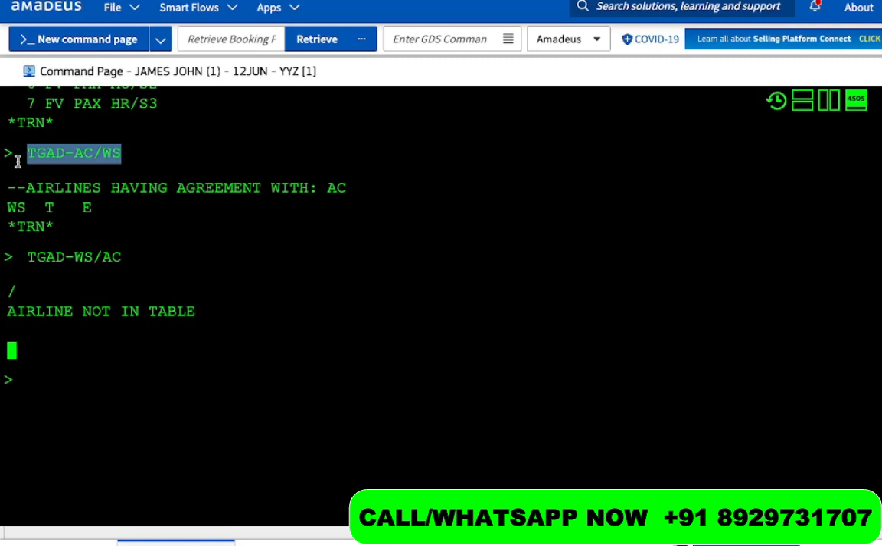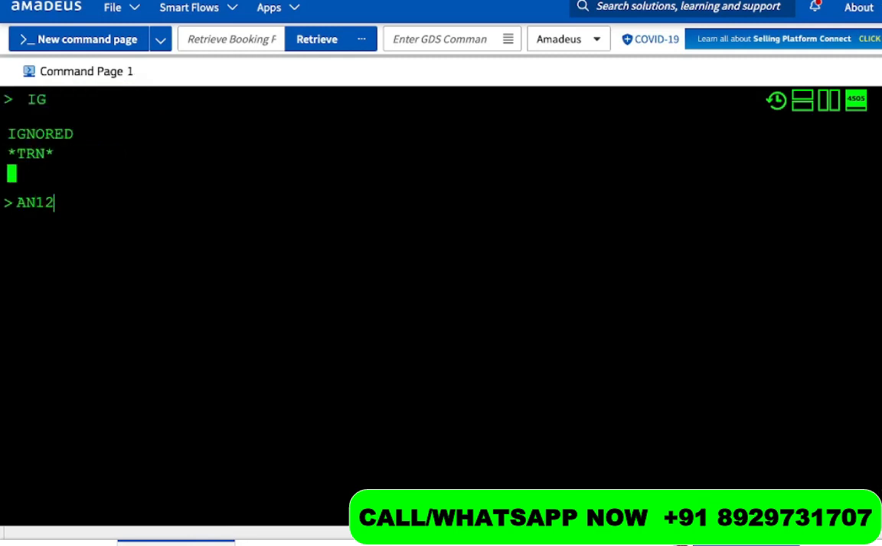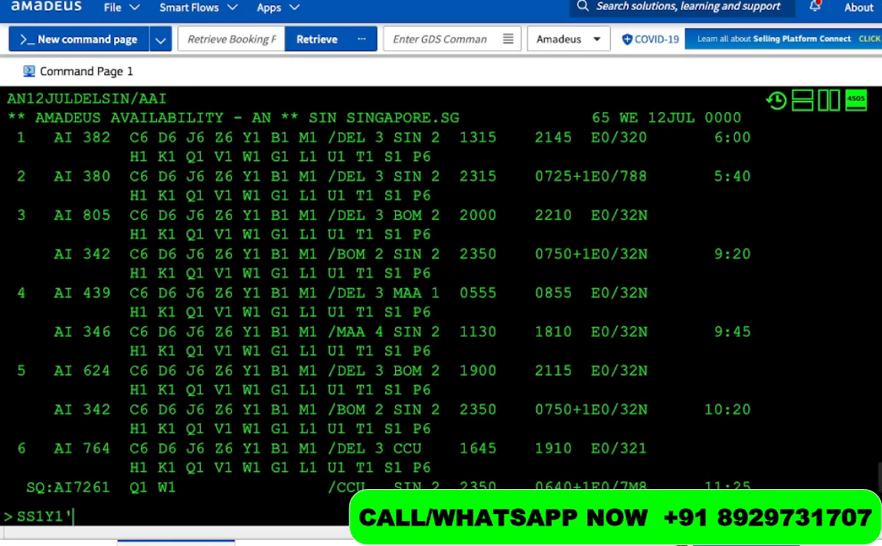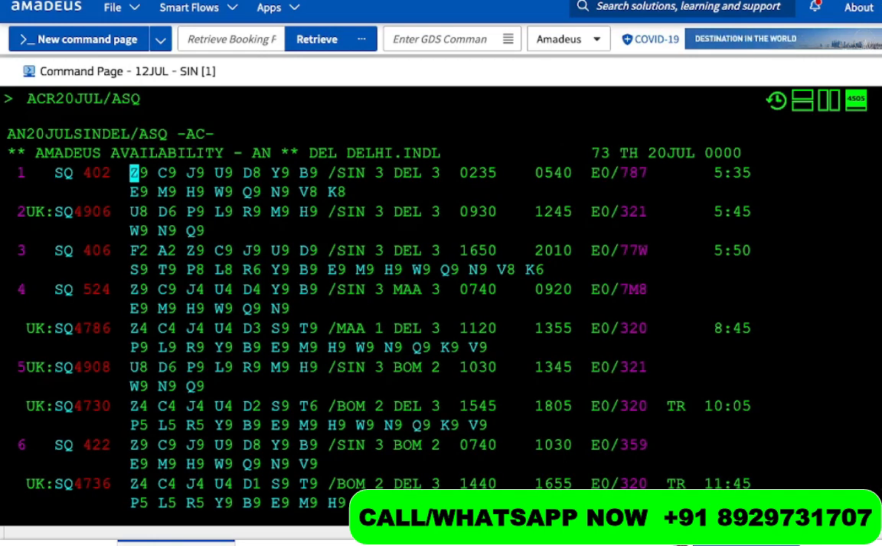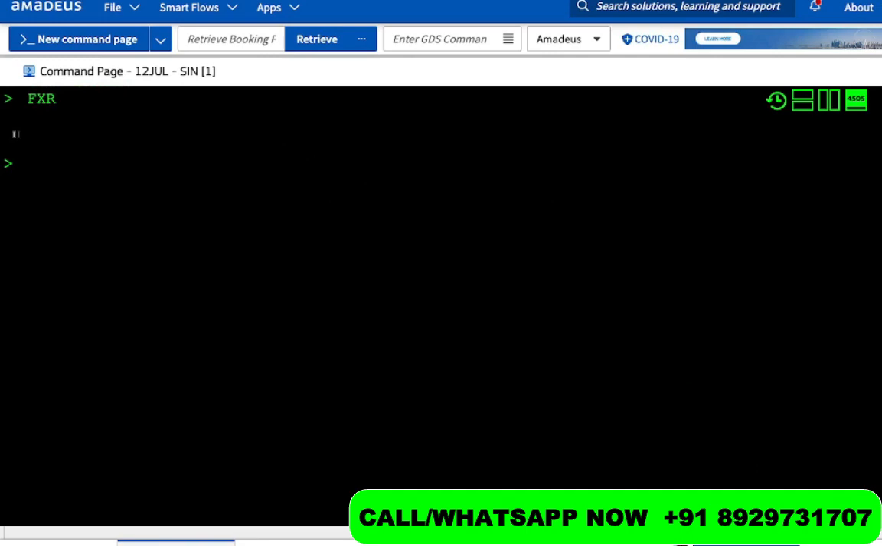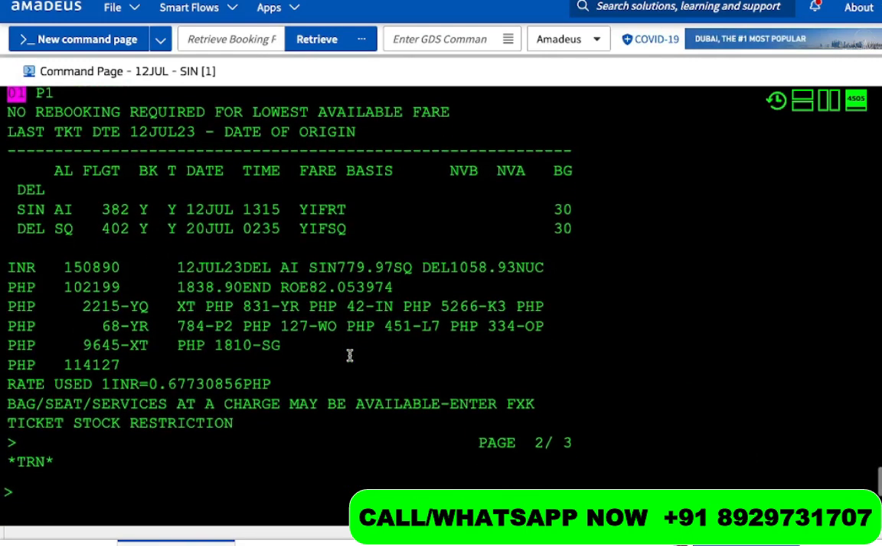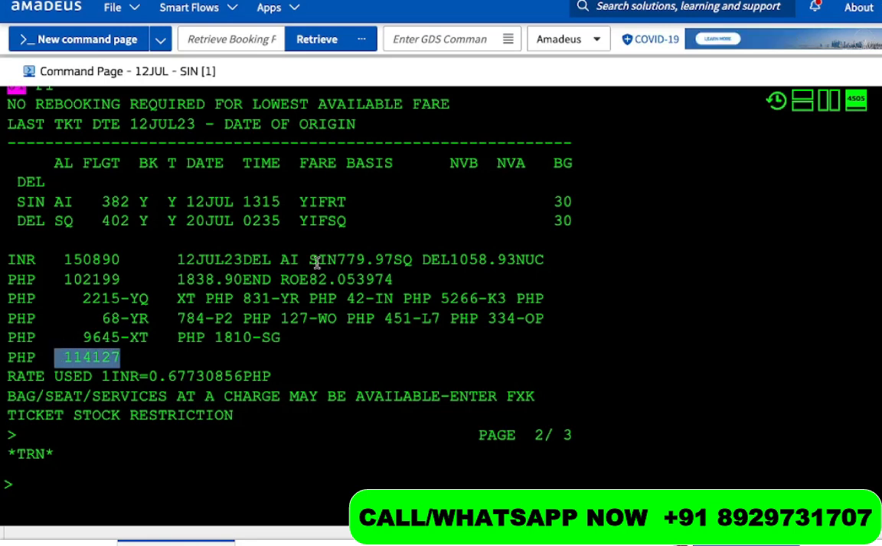One more reason you might come across: let me book a reservation for you, let's say from Delhi to Singapore on 12th of July on Air India, and the return you can do with ACR on 20th of July, but this time with Singapore Airlines. Now let's price them together. We could price it. The price is 114,127, and 30 kilo is the luggage. We have already done this in detail.